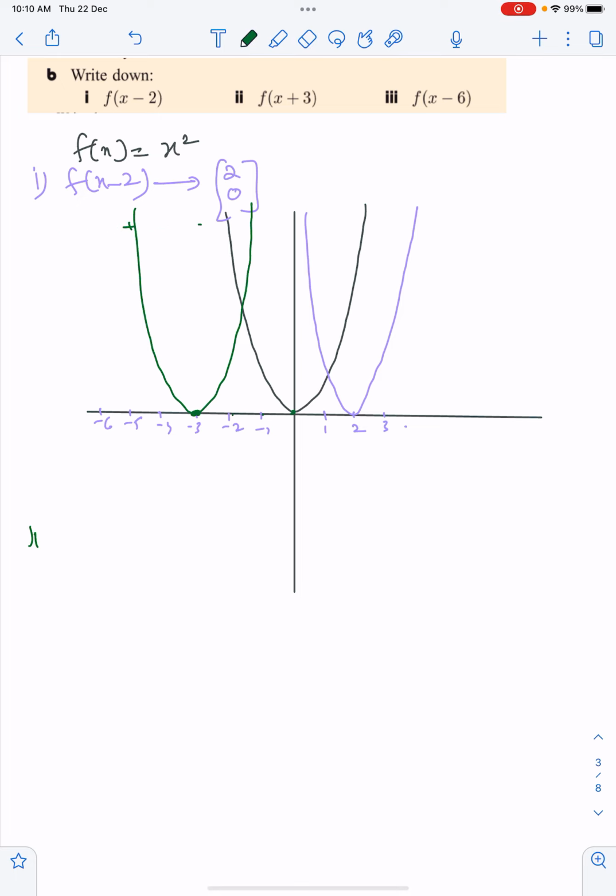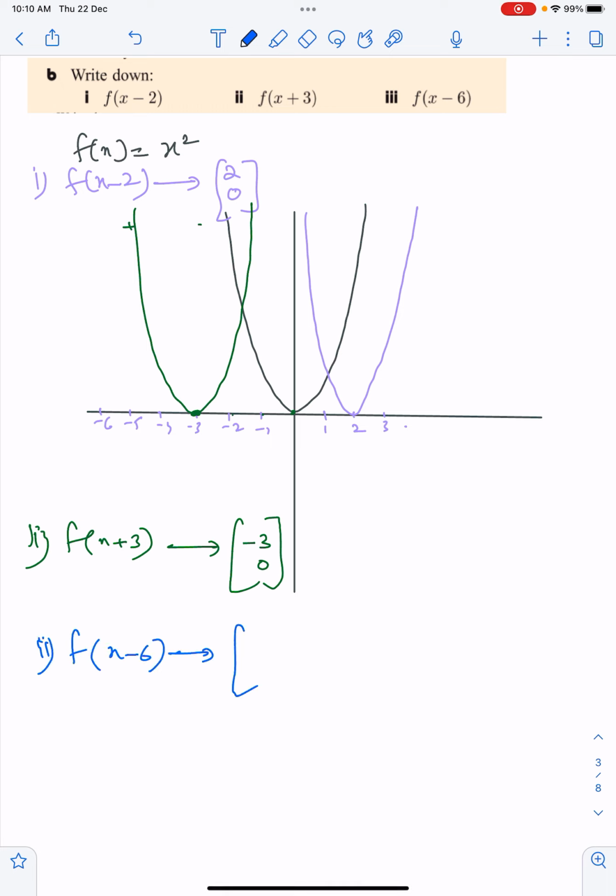Okay, in the second part it says f of x minus 3. That means the whole graph is going to go 3 units onto the right horizontally, and vertically there is no movement. Okay, the last part, f of x minus 6. In this case the graph is going to go 6 units onto the right and no vertical movement. That means the whole graph which is here, the original graph, is going to shift onto the right by 6 units. This is going to be the graph of f of x minus 6.